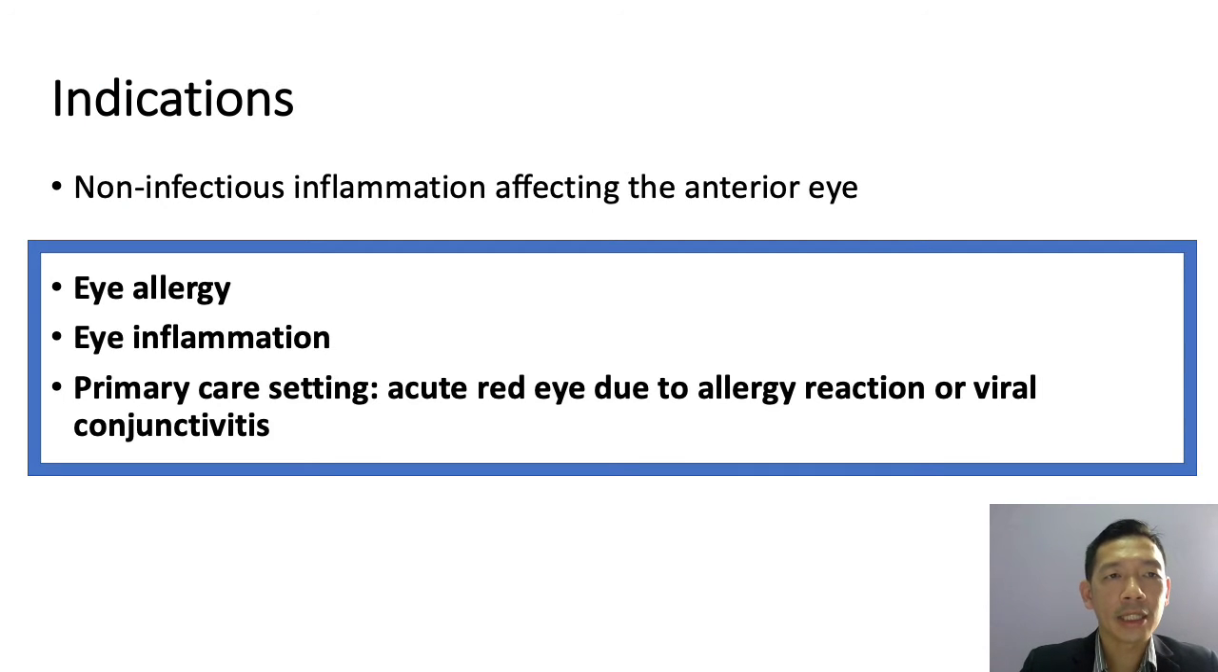The on-label indications for topical steroid in eye diseases are usually non-infectious inflammation affecting the anterior part of the eye. So it is usually used to target the allergy and also the inflammatory component inside your eye. In primary care setting, I believe it is usually used for acute red eye due to allergy reactions or viral conjunctivitis. In our setting, we usually use it for post-operative indications and also to treat uveitis as well.